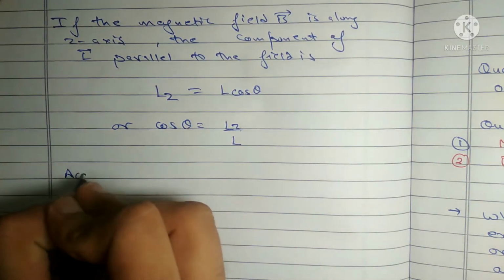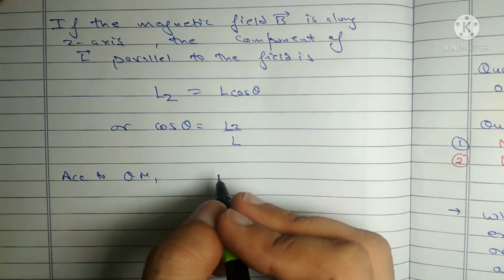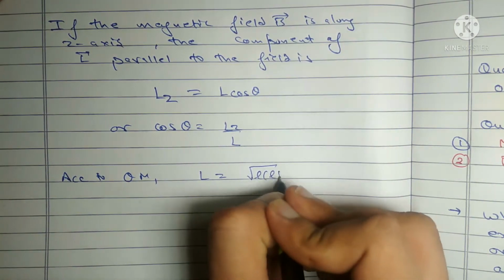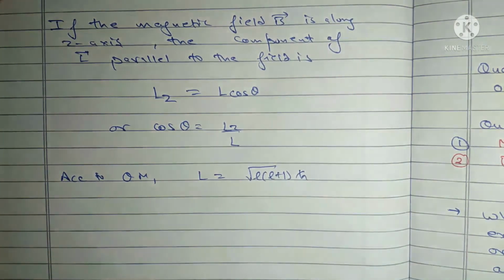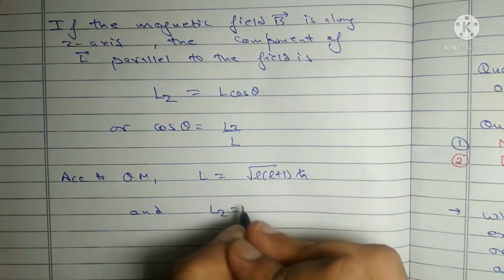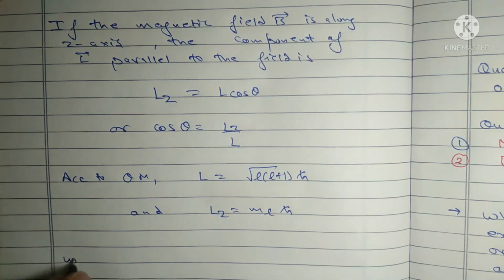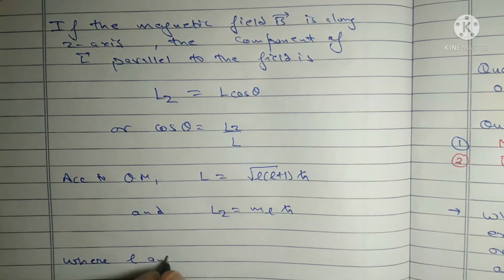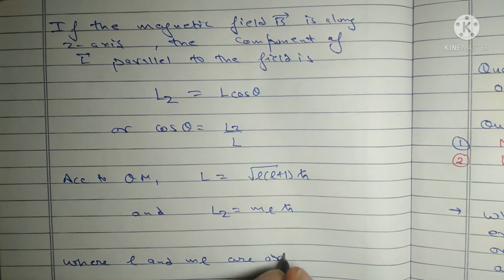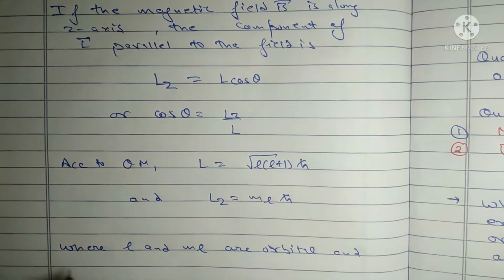Now, according to quantum mechanics, the L vector has magnitude root l(l+1) h cross, and Lz has value ml h cross, where l and ml are the orbital and magnetic quantum numbers.